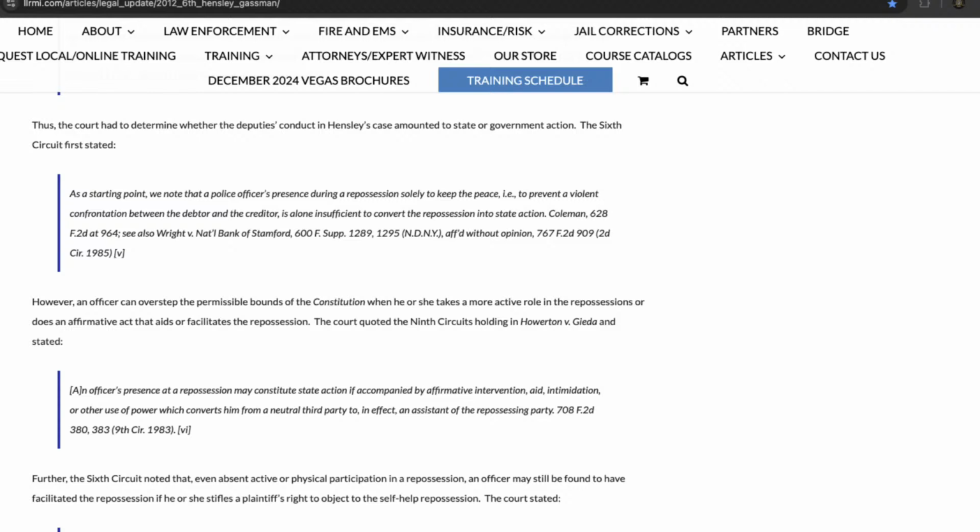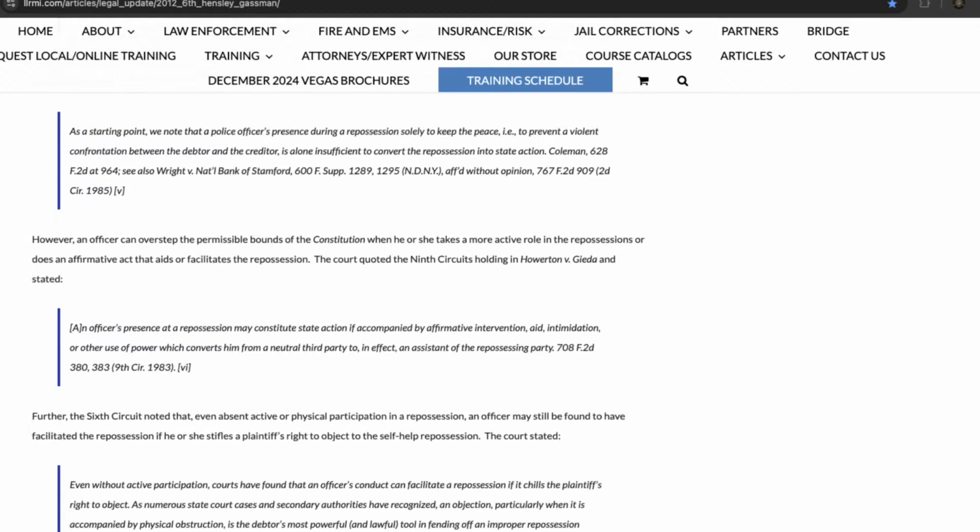The Sixth Circuit first stated, as a starting point, we note that a police officer's presence during a repossession solely to keep the peace, i.e. to prevent a violent confrontation between the debtor and the creditor, is alone insufficient to convert the repossession into state action.